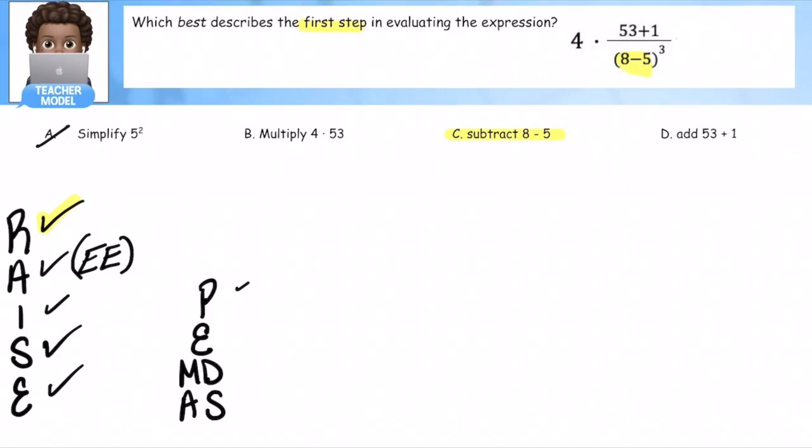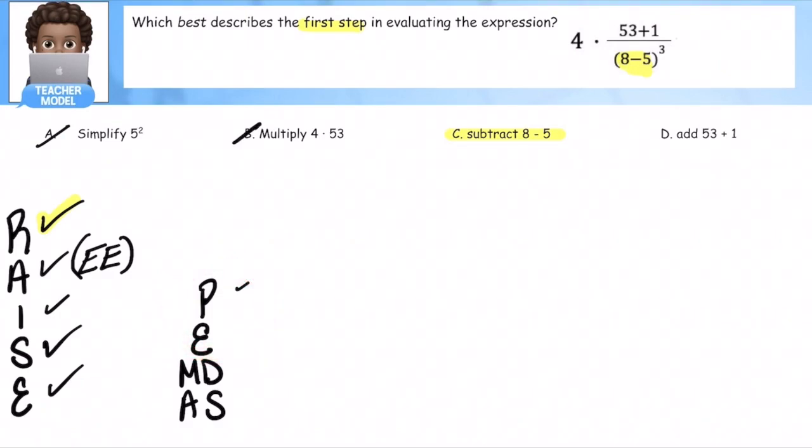I can't simplify 5 to the second power. That doesn't even exist in this problem. So there's nothing to do with that. So that's just wrong. There is no 5 to the second power. It's completely wrong. Multiplying 4 times 53, I couldn't do that yet because there were other steps in the way. I can't multiply until I do our parentheses and our exponents.